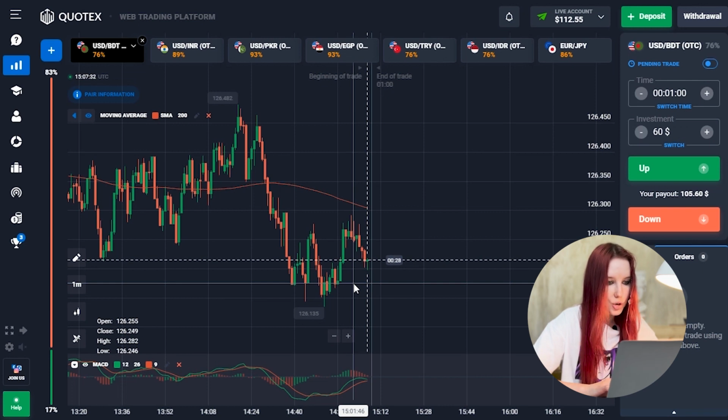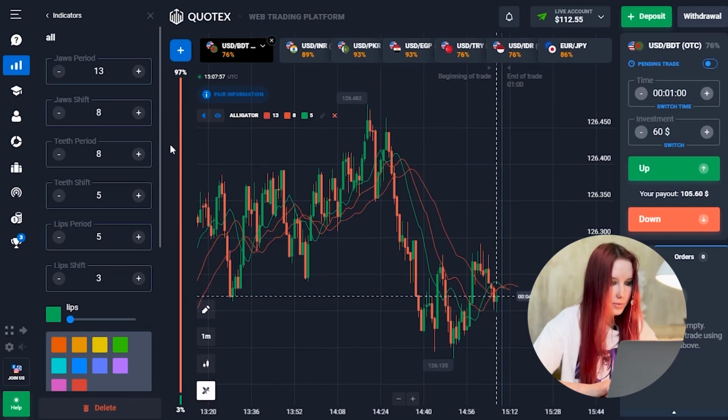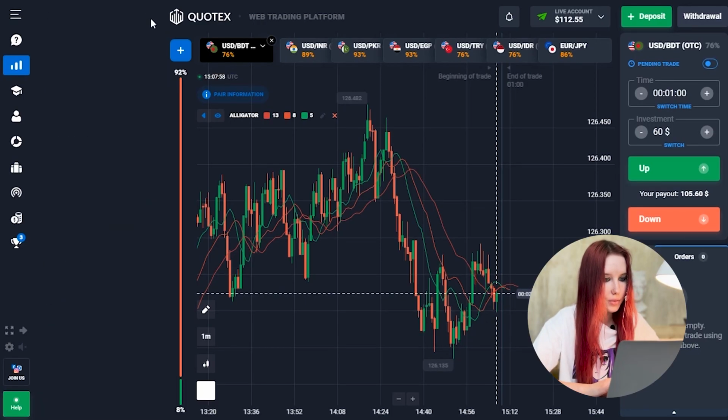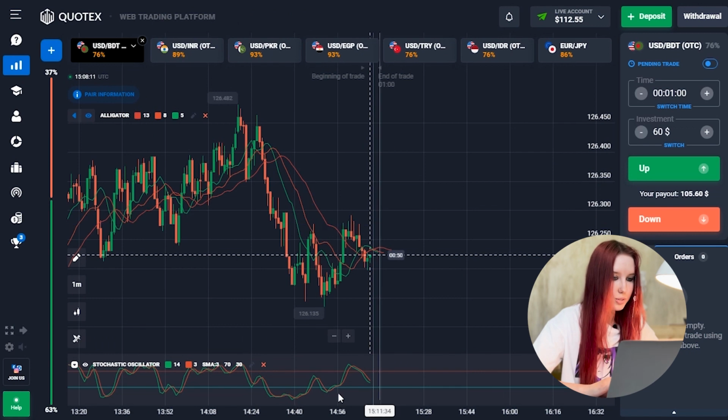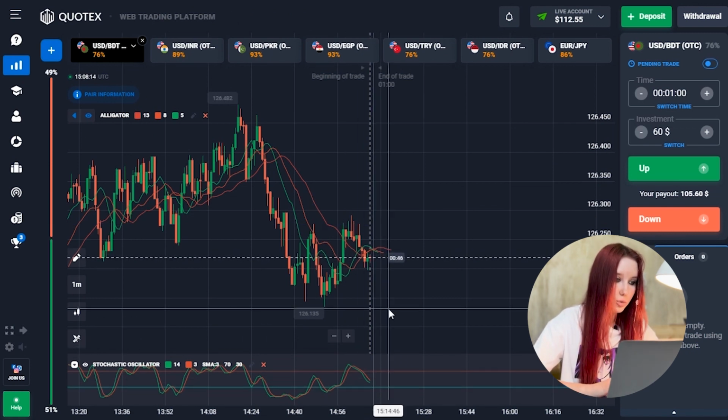And I want to show you how to use other indicators in trading. Let it be the alligator indicator and the stochastic oscillator indicator. This indicator shows overbought and oversold levels well, so I recommend you to use it in your trading. And now we move on to the next currency pair.